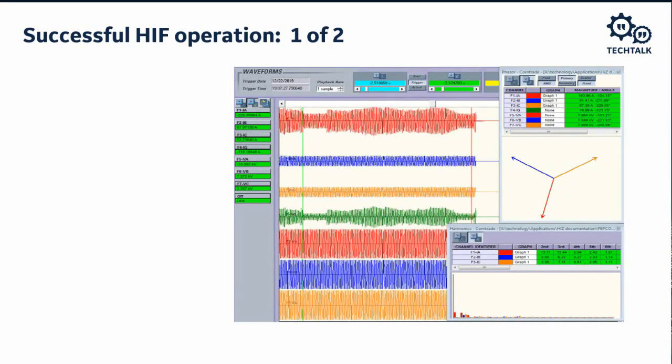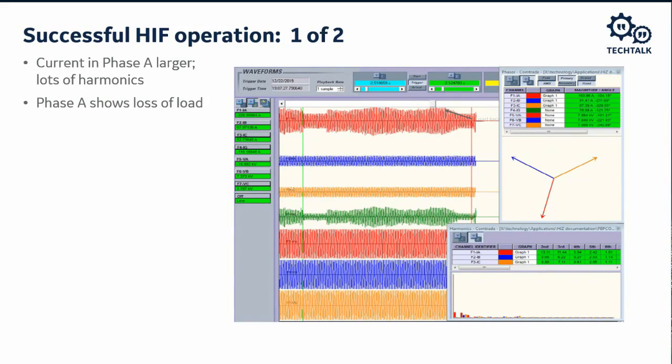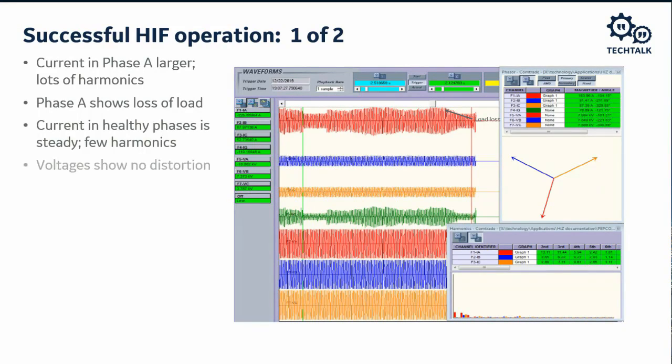First, here are the phasor waveforms from a successful down conductor HIF operation. Note that the current in phase A is larger. There are lots of harmonics in this waveform. Phase A shows a loss of load. So the current in the healthy phases is steady. There are very few harmonics, and the voltages at the bottom show no distortion.